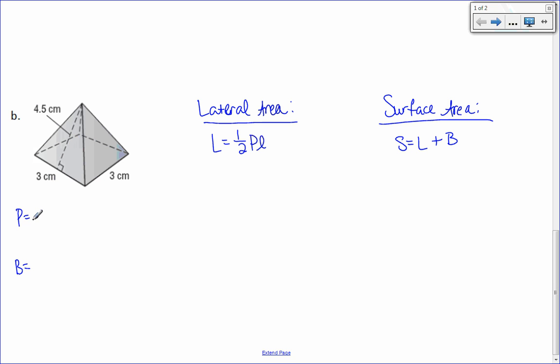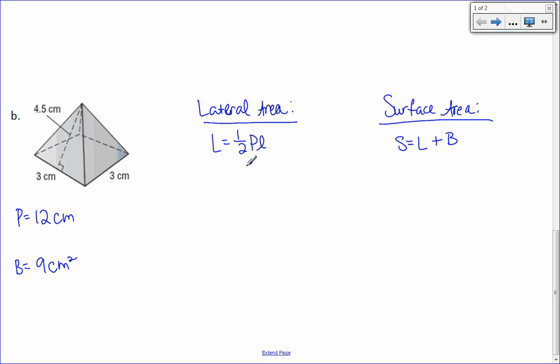Okay, so let's find the perimeter of the base. The base is a square. All four sides are 3 centimeters long. So what's the perimeter of the base? Well, 3 plus 3 plus 3 plus 3, or 4 times 3. Either way, you should get 12 centimeters. Big B, remember, stands for area of the base. We want length times width. So 3 times 3 is 9.